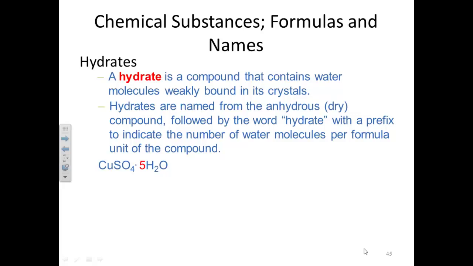We name the CuSO4 just like we did previously. So that would be copper(II) sulfate or cupric sulfate. And then I have to put my hydrate behind it, and how many. In this case, it would be penta. So you got copper(II) sulfate pentahydrate.